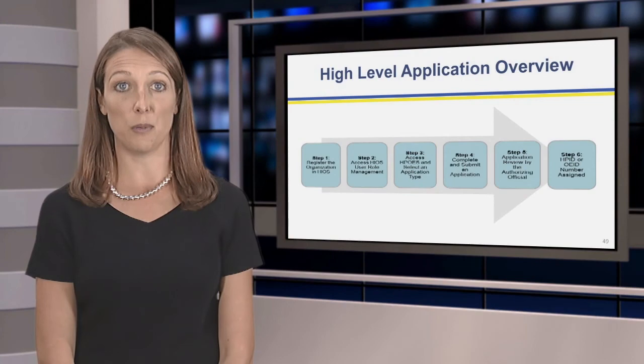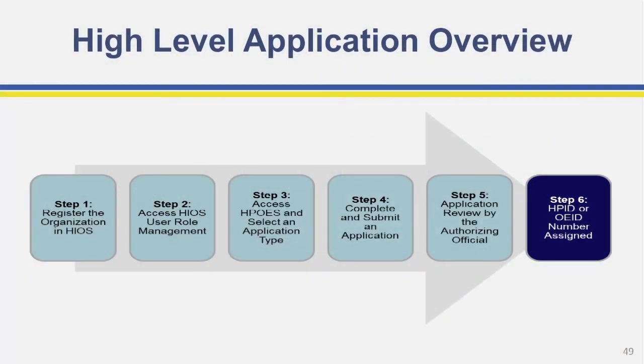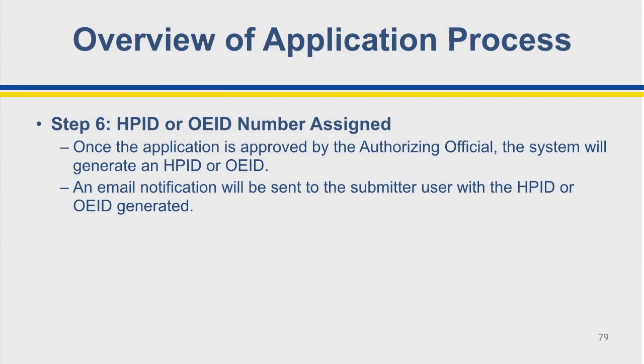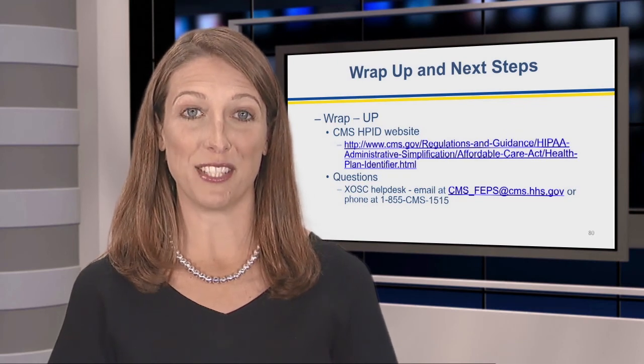The final step of the process is the assignment of an HPID or OEID number. Once the application is approved by the authorizing official, the system will generate a unique HPID or OEID. An email notification will be sent to the submitter user that it has been approved, as well as the HPID or OEID number generated.